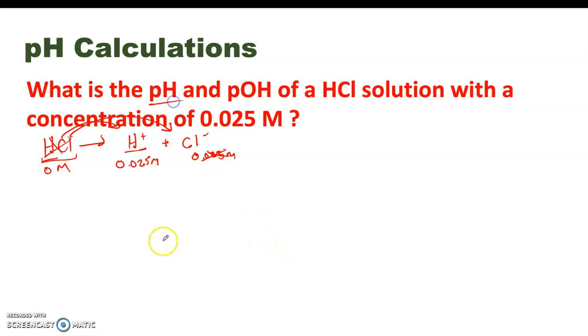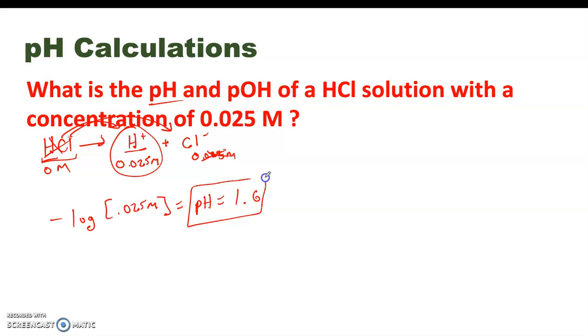So to find the pH, I just take the negative log of the H plus concentration. So I take negative log of 0.025 molar, and that is equal to my pH, which is equal to, hold on a second, negative log of 0.025. I get a nice 1.6 for my pH.